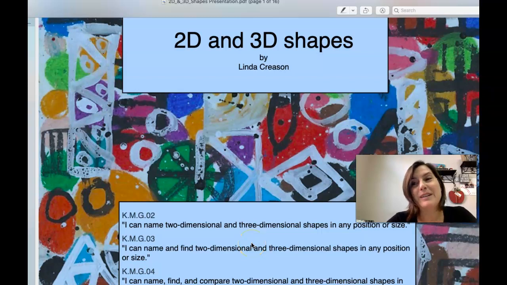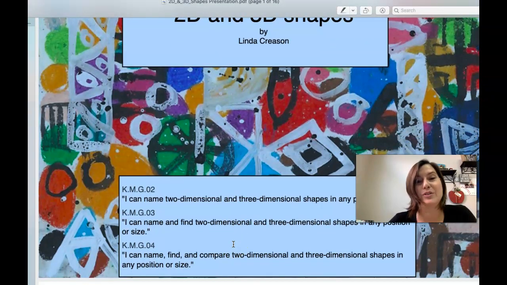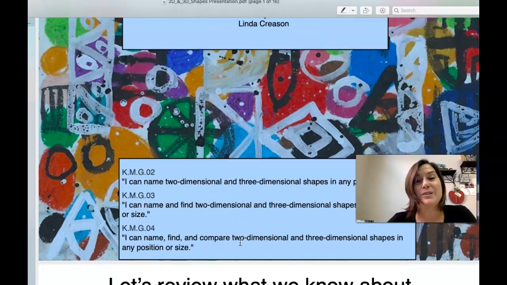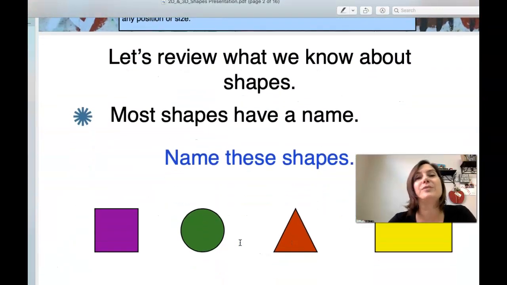Now, you've heard my song about 2D and 3D shapes, how 2D shapes are flat, but 3D shapes pop out. So, boys and girls, you are going to be able to name 2D and 3D shapes in any position or size, and you'll also be able to compare them. So we're going to look at this slideshow together.